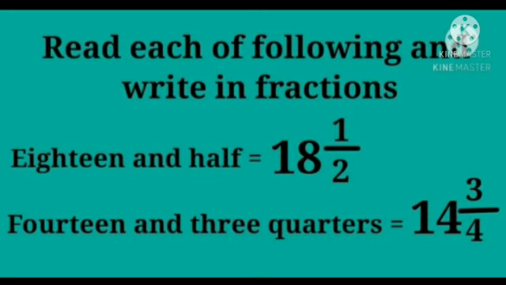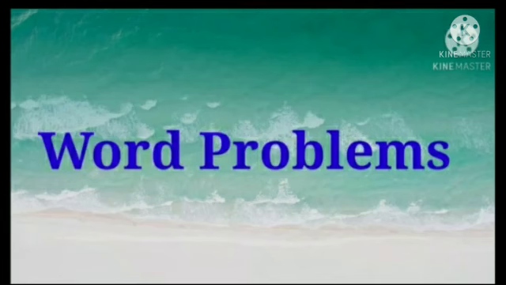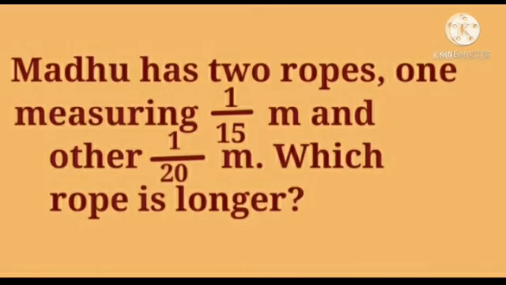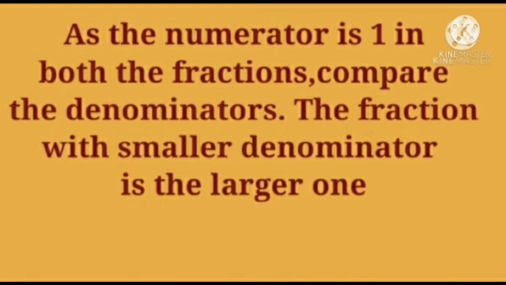Now students, we will move on to word problems. Our first example is Madhu has 2 ropes, one measuring 1 upon 15 meter and the other is 1 upon 20 meter. Which rope is longer? As the numerator is 1 in both the fractions, compare the denominators. The fraction with smaller denominator is the larger one.